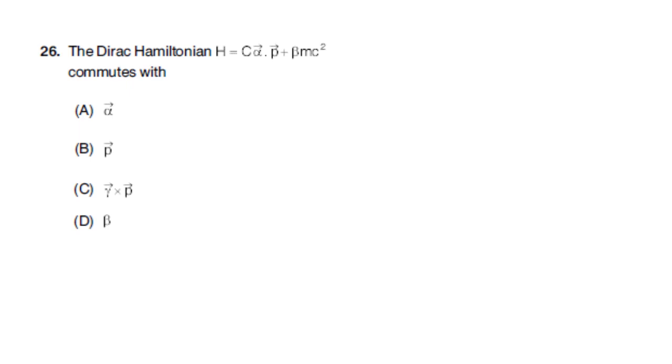The Dirac Hamiltonian H is equal to C alpha dot P plus beta MC square. It commutes with which quantity? Here, as we know, alpha and beta both are Dirac matrices and M and C are constants. Therefore, H commutes with only P. So H commutes with P. Option B is correct.